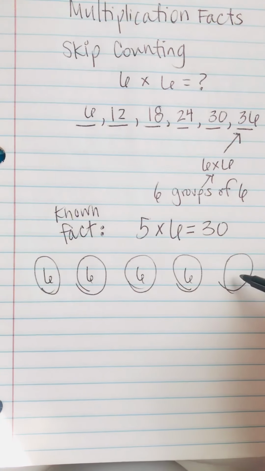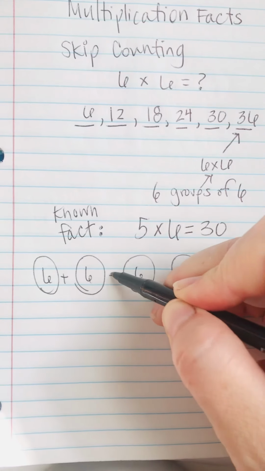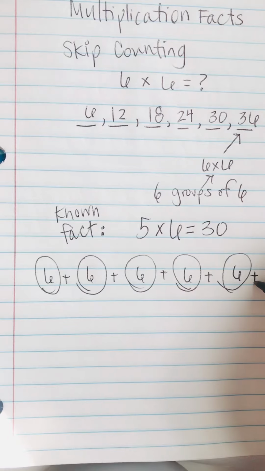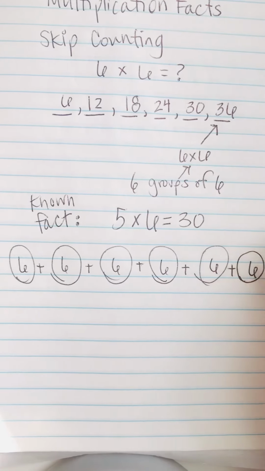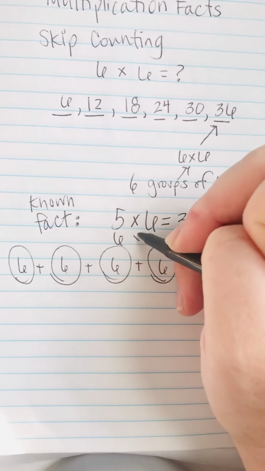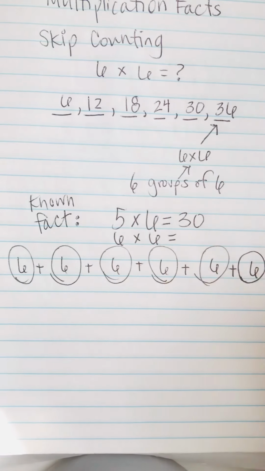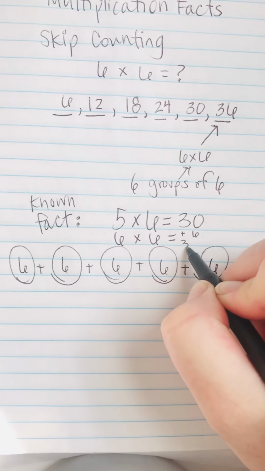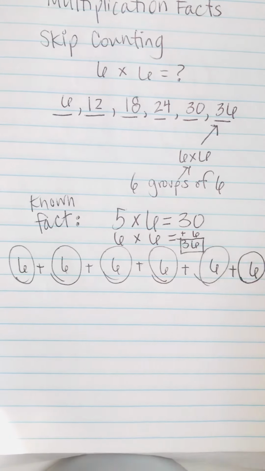Now, if I know I have 1, 2, 3, 4, 5 groups of 6, and I want to solve for the answer to 6 groups of 6, I can just add one more 6. So starting with a known fact would be starting with 5 times the number. So if I know 5 times 6 is 30, I can add 6 more, and that'll take me to my answer or my product, which is 36.